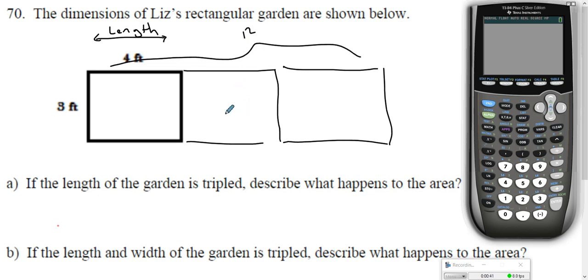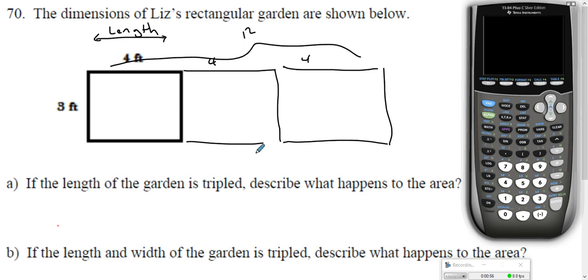The area will also be tripled because, since it didn't get any wider, the length just got 3 times longer. It basically tripled that shape, right? Because if we add another 4, since it's the same width again and again, it's basically adding that shape again and again. So if the length of the garden is tripled, describe what happens to the area. It is tripled.